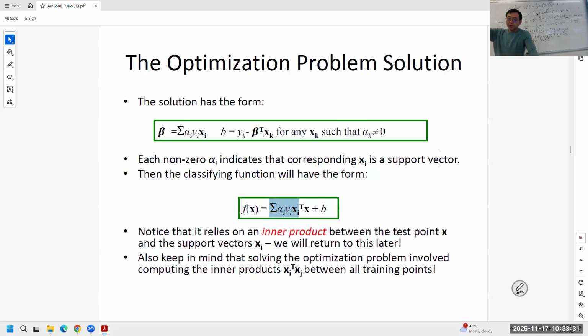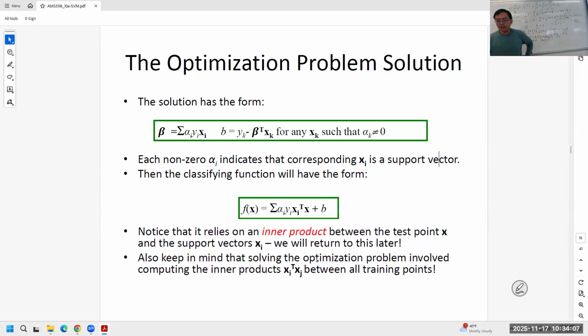So if a test point x comes in and you try to make a prediction on the new point, you can see the prediction only relies on the inner product between the test point x and the supporting points xi. We will return to this later. This is a very interesting point, and we can make good use of it.